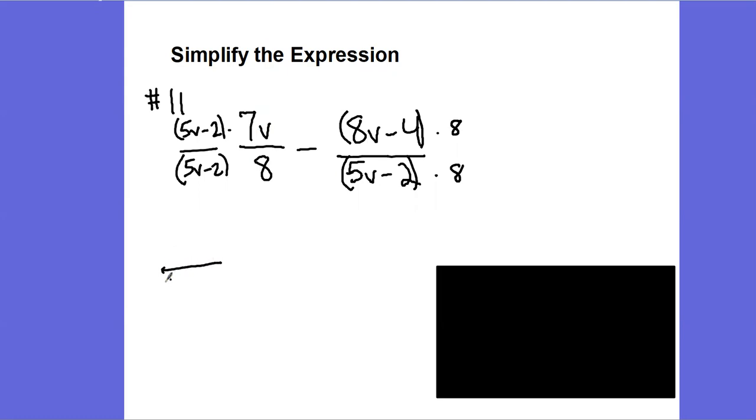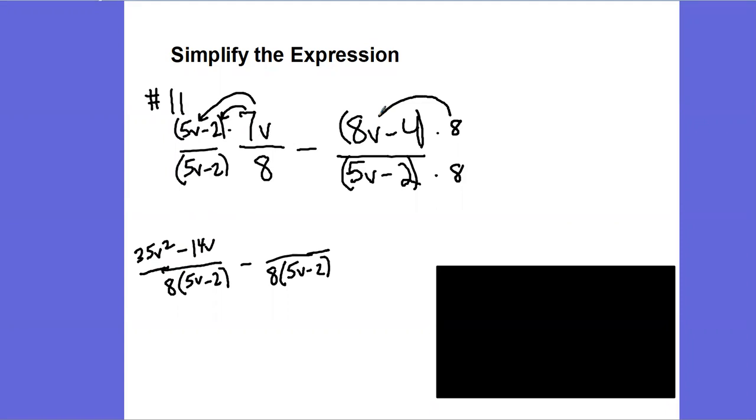The denominator part's going to be easy. You can distribute that if you wanted to, but you don't have to. So this will just be 8 times 5v minus 2 on both of these. So notice that part's taken care of. I got the common denominators. Now you do want to distribute up here because we're going to have to combine like terms on the next step. So 7v times 5v would just be 35v squared. 7v times negative 2 is minus 14v.